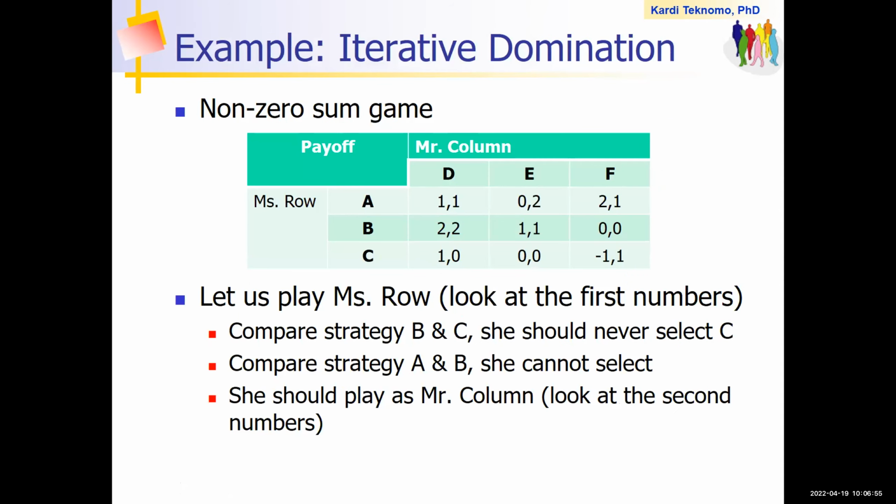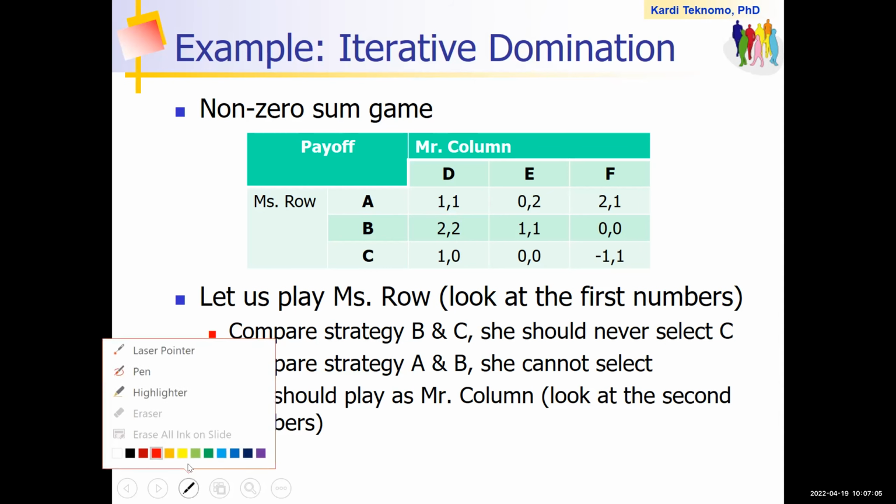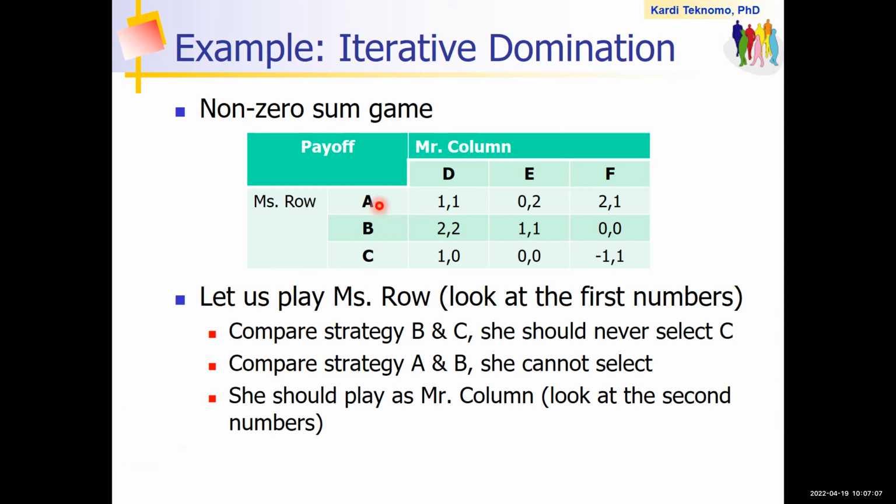I gave an example here last time. Now if you look at this payoff matrix, and you play as the row player, that means you will check the first number. Now let's compare B and C. 2 compared to 1, 1 compared to 0, 0 compared to -1. So that means C is always lower, right? So we delete C.